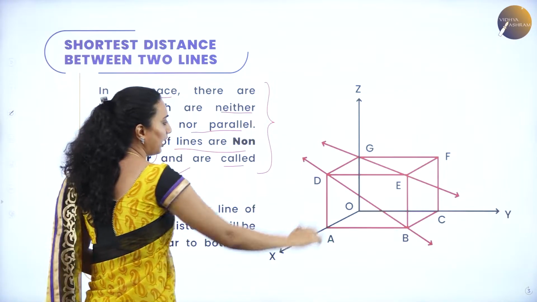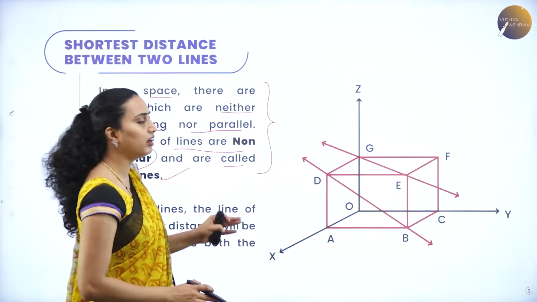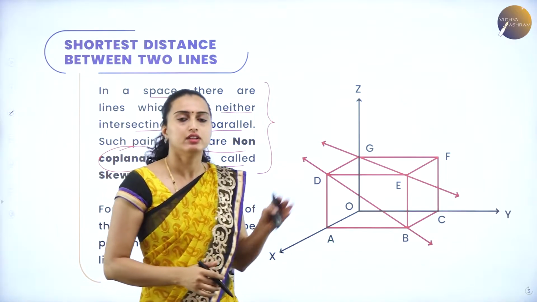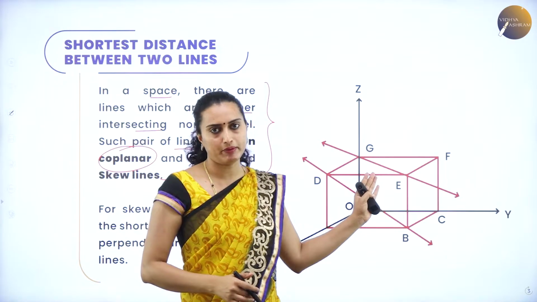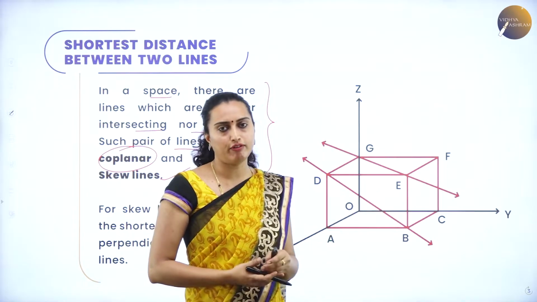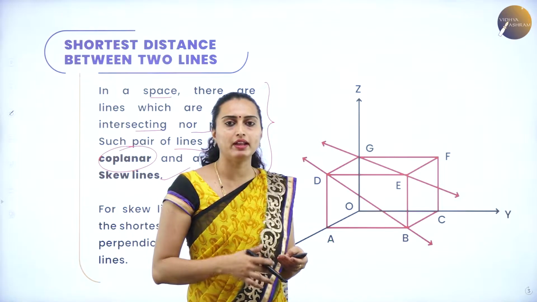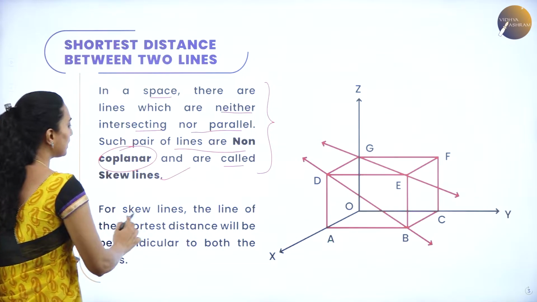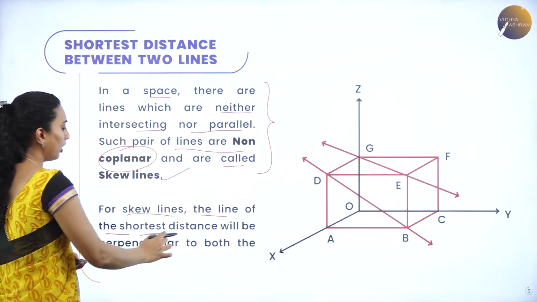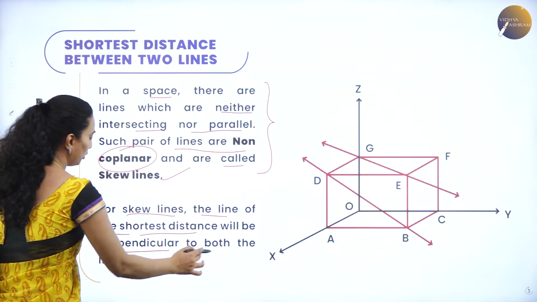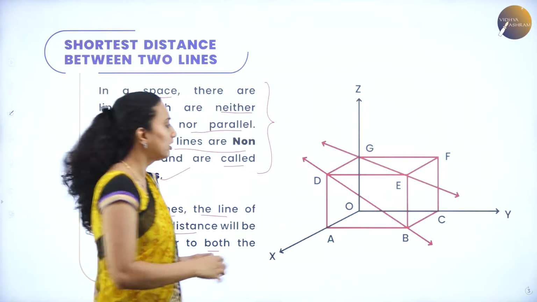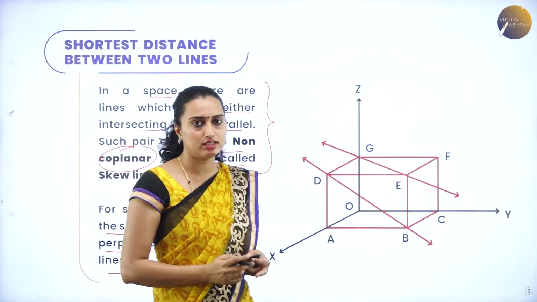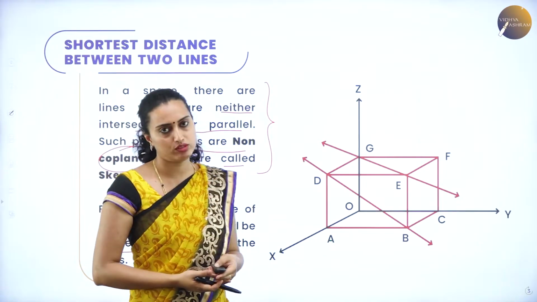Now you can see the diagram. They are neither parallel nor intersecting. If they intersect, they are perpendicular. So they are neither parallel nor perpendicular. Such type of lines are known as non-coplanar lines, which are nothing but the skew lines. For skew lines, the line of shortest distance will be perpendicular to both the lines. What is that? The line which is perpendicular to both. This is known as the shortest distance, as you see in the diagram.